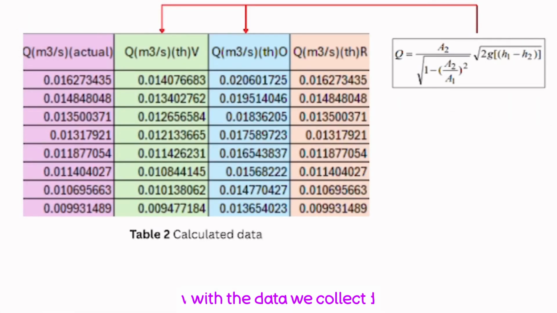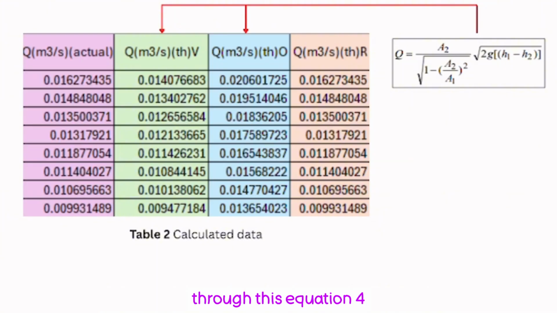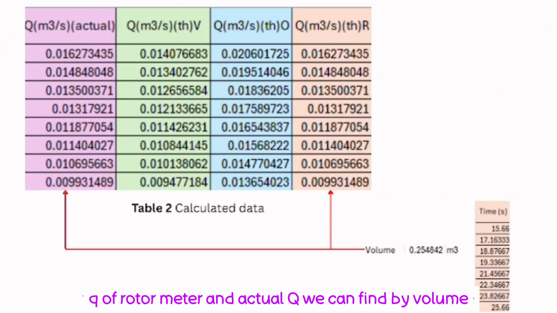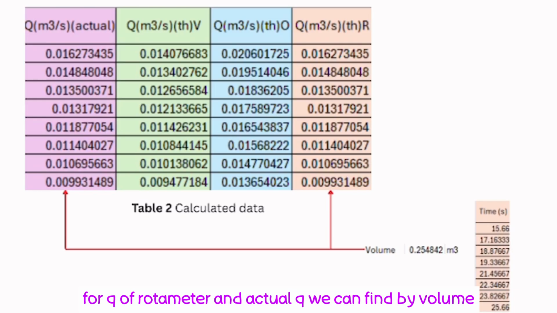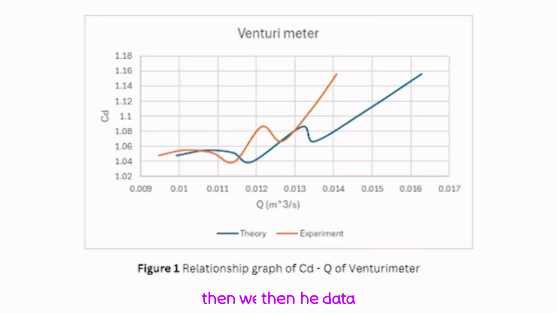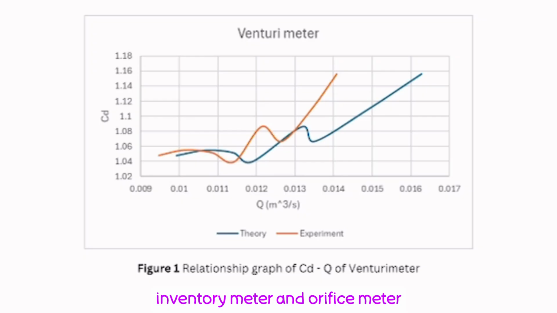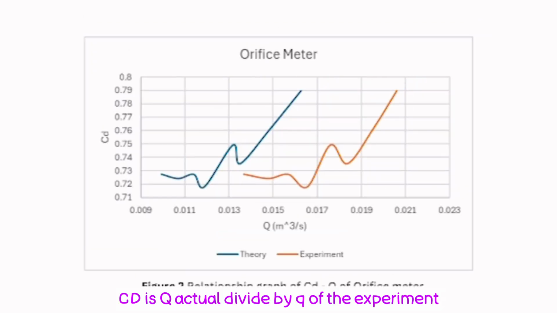With the data we collect, we can find Q of the venturi meter and orifice meter through this equation. For Q of the rotameter and actual Q, we can find it by volume divided by time. Then we use the data to plot the relationship graphs for the venturi meter and orifice meter. CD is Q actual divided by Q of the experiment.